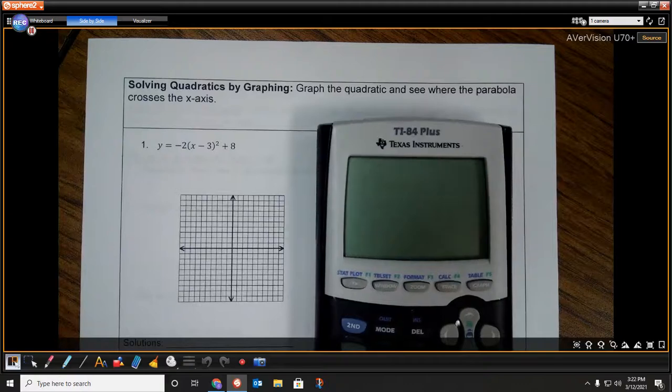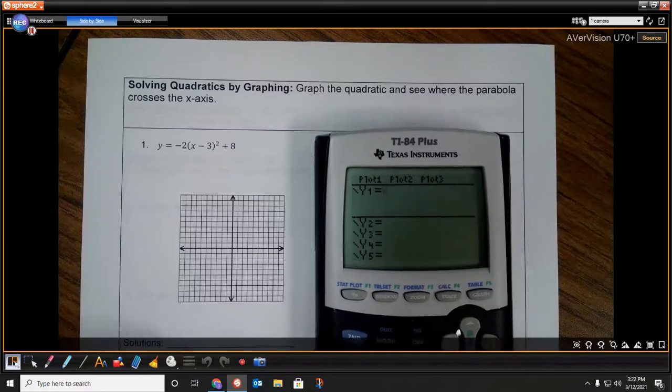So on this first one here, I'm going to say, okay, y equals, oh, I got things in here, I'm going to clear it out. We're going to say y equals -2 parentheses x minus 3 squared plus 8.